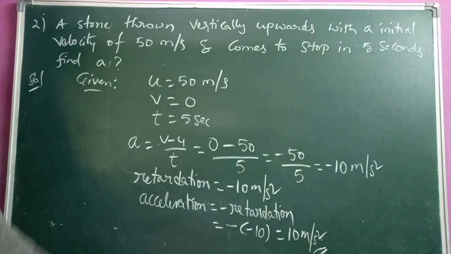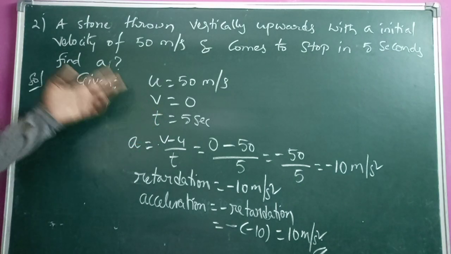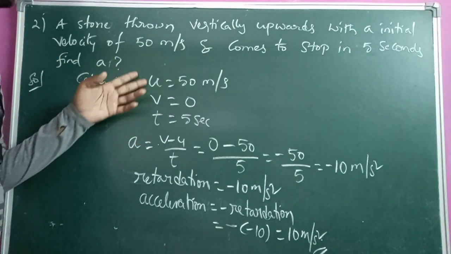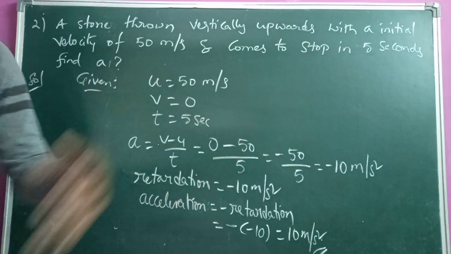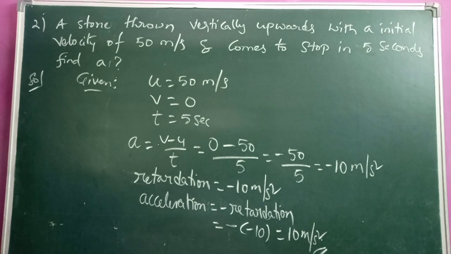Of course, the value does not have the acceleration, but the actual value for this given data is retardation. That is minus 10 meter per second square. In this way we can do the problems based upon acceleration. Next, it is about equations of motion.